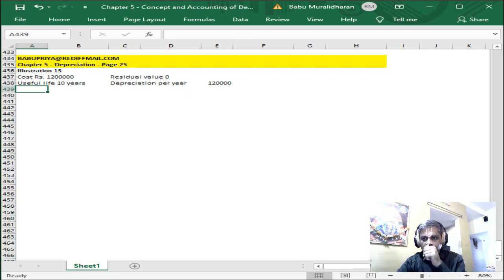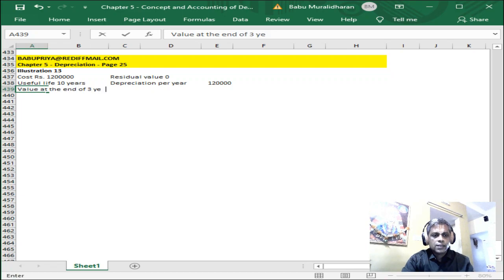At the end of third year, the machine was revalued upwards by rupees 60,000. Okay. The remaining useful life was reassessed at 9 years. Okay. Value at the end of 3 years will be 12 lakhs minus 3,60,000. 3,60,000 is the depreciation charged for 3 years, right? So the value at the end of 3 years will be 8,40,000.